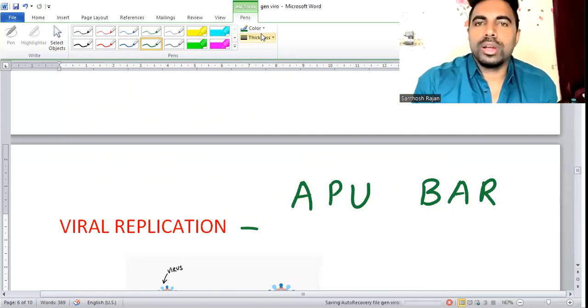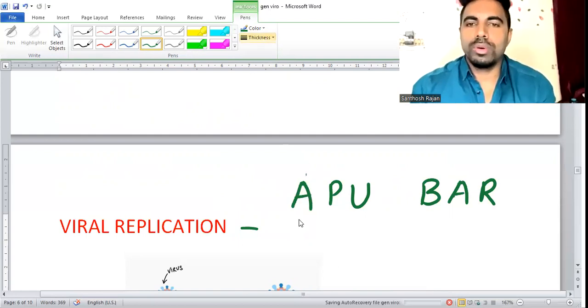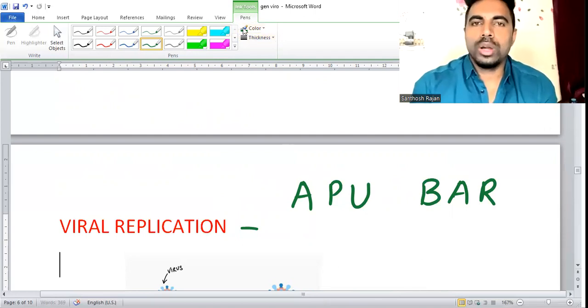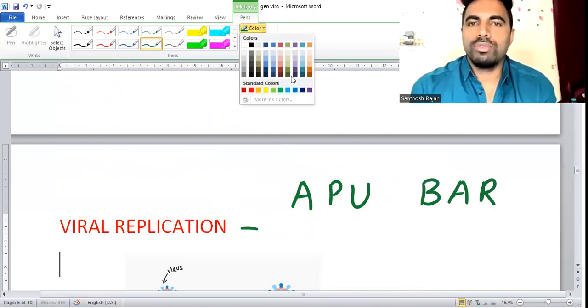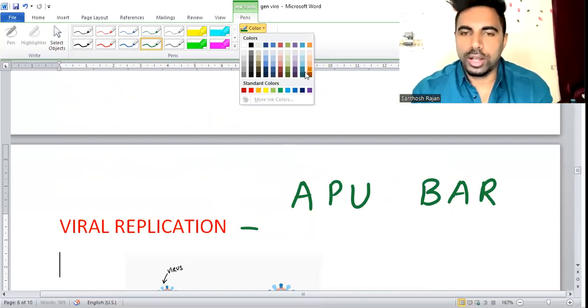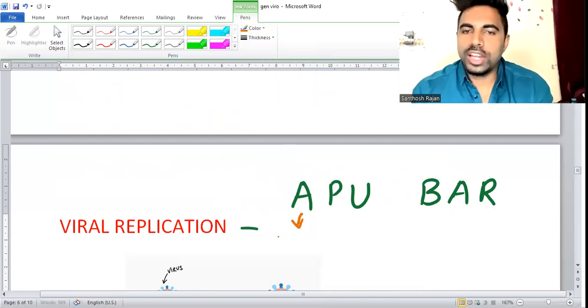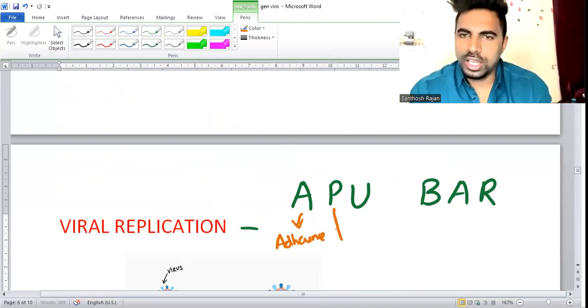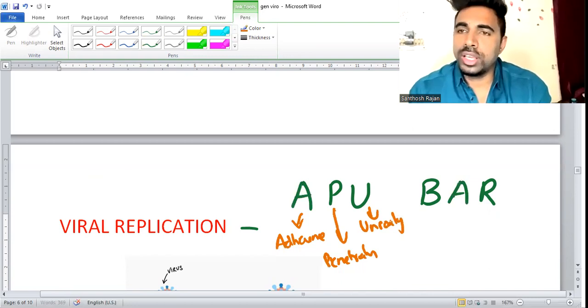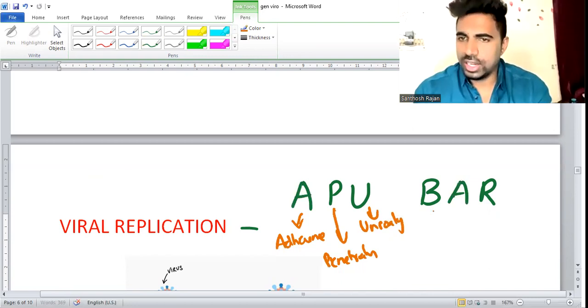So how should I remember now? Okay, Apu bar is fine. So how to remember the Apu bar? Okay, now this is the way. A for, one second, I am choosing the good color. Yeah, so A stands for adherence. The virus will adhere to the host cell first. Then penetration. It will penetrate. After penetrating, it will uncoat. Uncoat means the outer layer will go away, and only the nucleic acid, DNA or RNA, will enter inside. Uske baad kya hota hai? Biosynthesis.